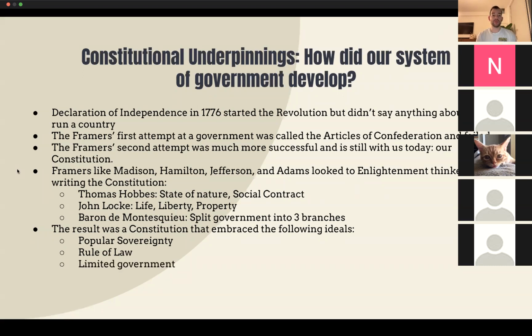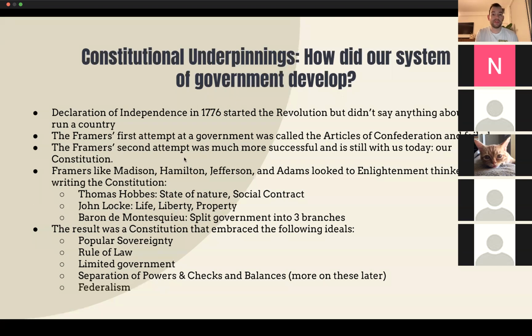3rd, limited government. We believe that government should not be all-encompassing. Again, that's why we don't have a monarchy. It's why we don't have a king. 4th, we believe in the separation of powers and of checks and balances, which we're going to talk about more later on. 5th, federalism. Federalism, we're going to talk more about in a second as well.